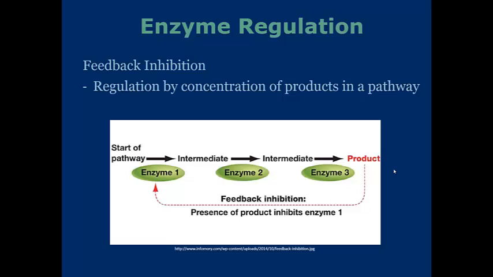The last bit of our lecture is going to talk about enzyme regulations and what it entails. The most common way that enzymes are regulated is by feedback inhibition, which is simply a regulation by concentration of products in the pathway. Below is a diagram of this.